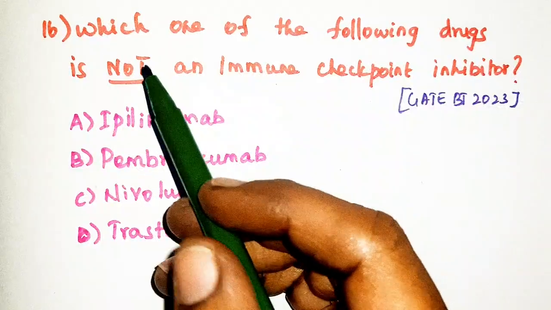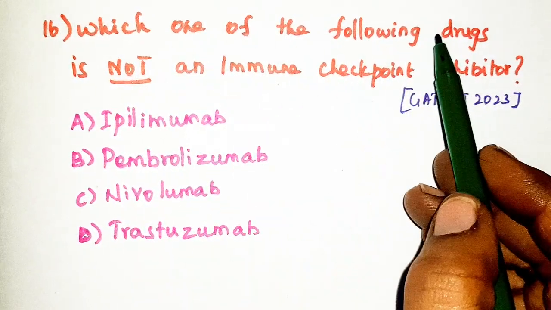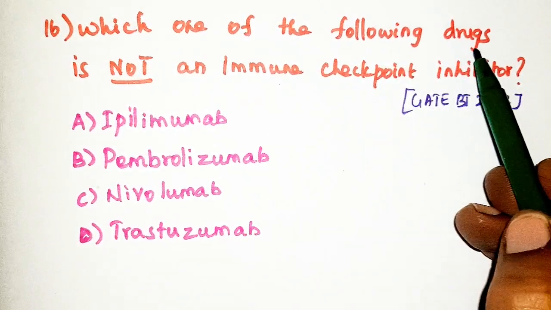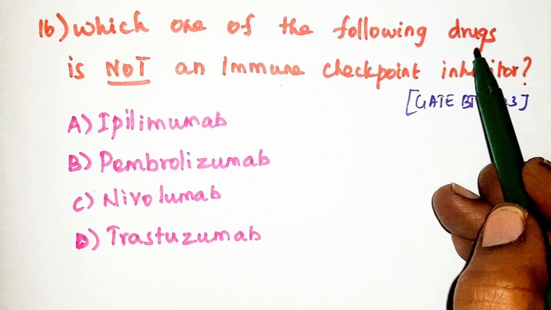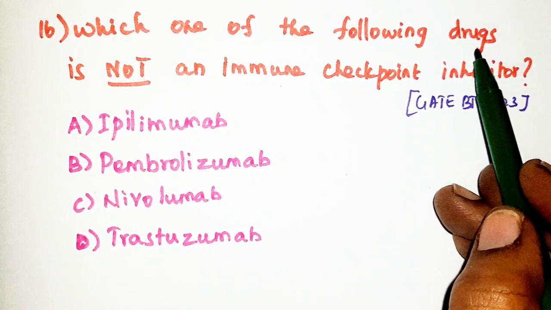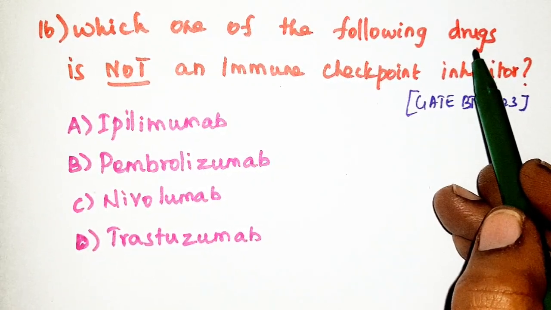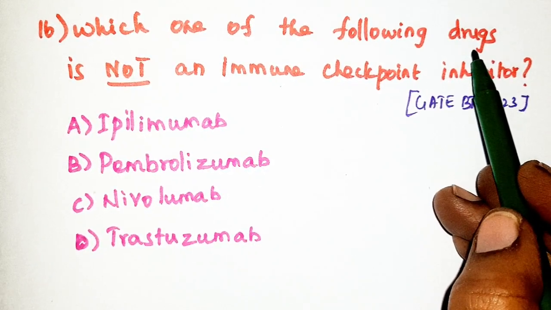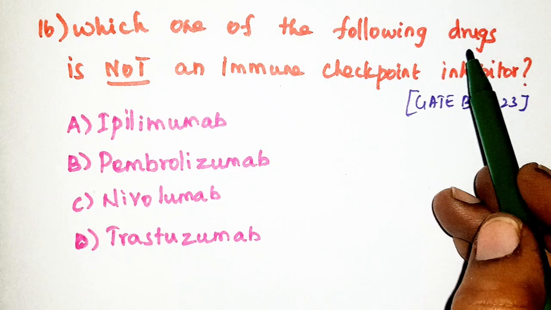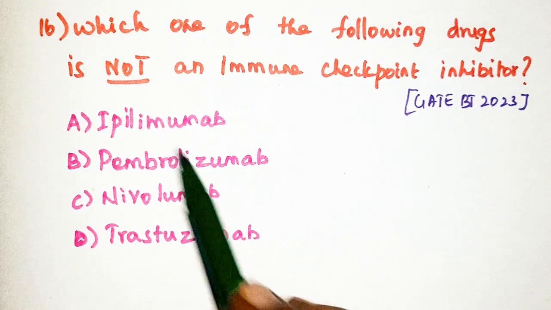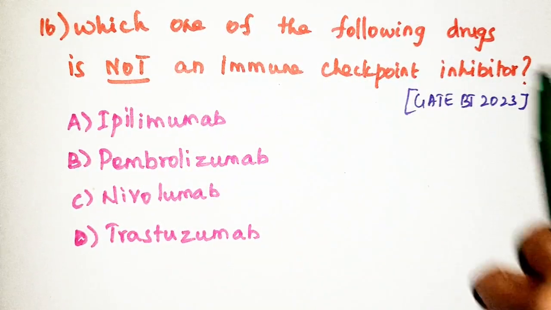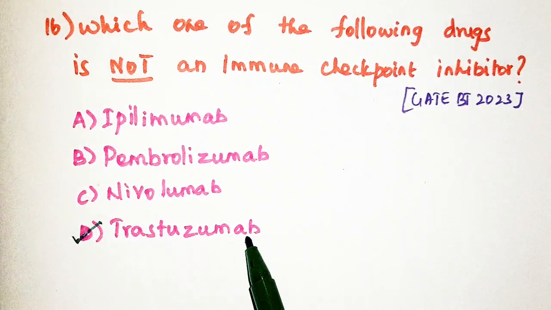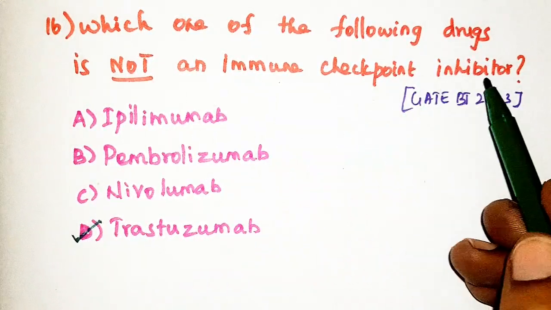Okay. Next question is, which one of the following drugs is not an immune checkpoint inhibitor? Okay. So as we know that drugs are any substances other than food that is used to prevent, diagnose or treat or relieve symptoms of a disease or abnormal condition. Okay, this is a definition for drugs. So here we have to find in these four drugs which is not an immune checkpoint inhibitor. Okay, so the answer is option D, trastuzumab is not an immune checkpoint inhibitor.